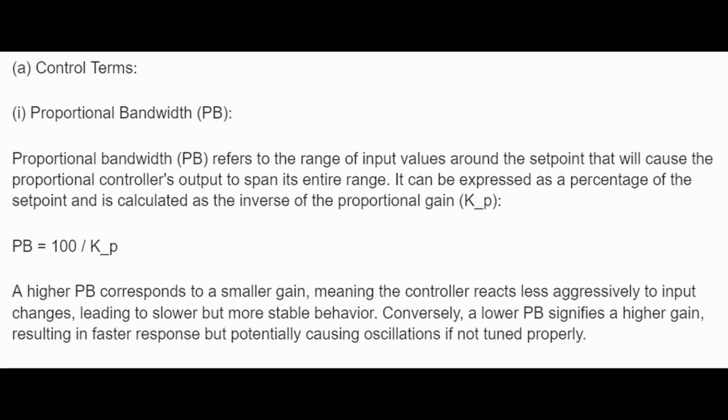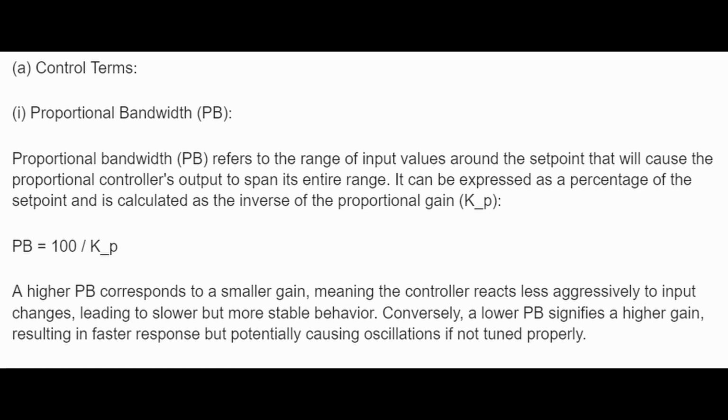Proportional bandwidth, PB, refers to the range of input values around the set point that will cause the proportional controller's output to span its entire range. It can be expressed as a percentage of the set point and is calculated as the inverse of the proportional gain, Kp. So PB is 100 divided by Kp.